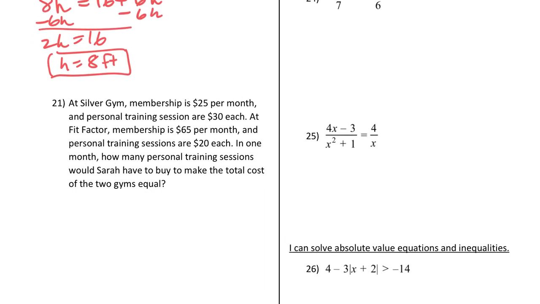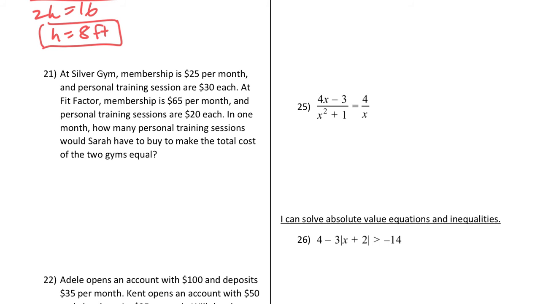Super. At Silver Gym, membership is $25 a month. Personal training is $30 each. Okay, so $25 per month and $30 for each session. We're talking about the total cost in 1 month, so the 25 is not going to have a variable, because we're just talking about 1 month. But the number of sessions, that's the variable. We're trying to figure out how many sessions they're going to be equal. And then what about the other one? $65 per month plus $20 for each session.